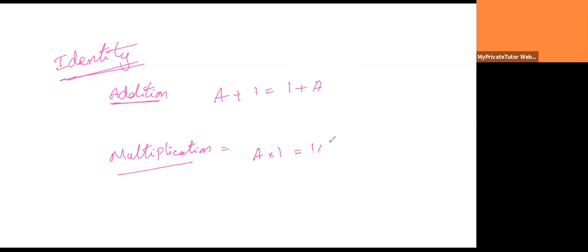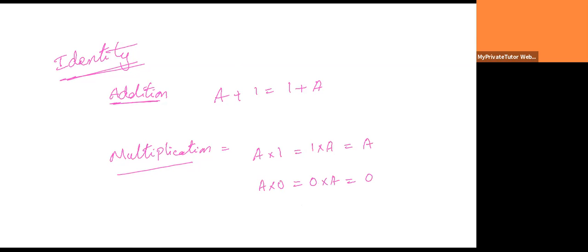Okay, how to write this? So we can write this as a. Similarly, a times 0, which is the same as 0 times a, which is 0. So that's it. Let me show you the definition of these two.